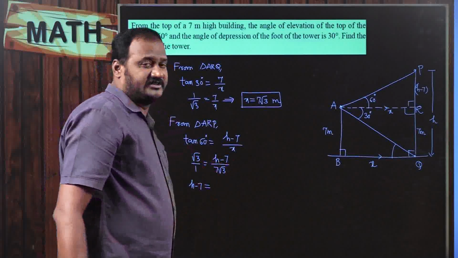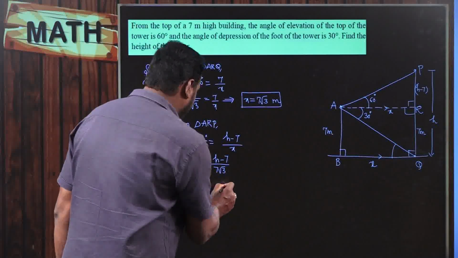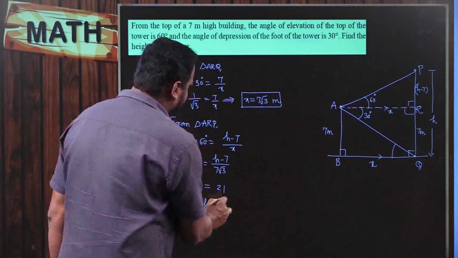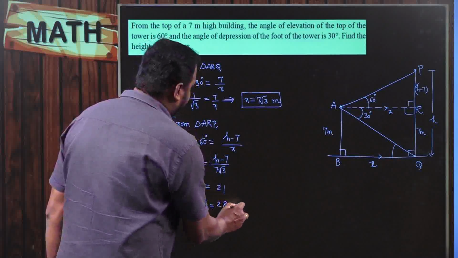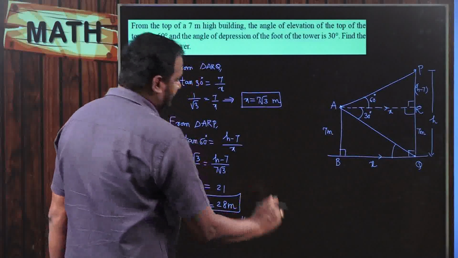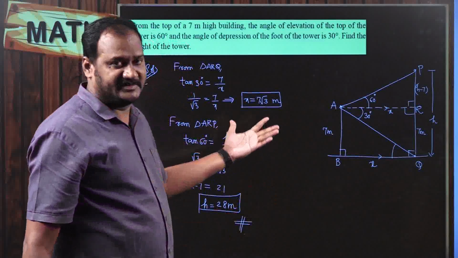So now by cross multiplication, h minus 7 into 1 equals h minus 7, and 7 root 3 into root 3 is 7 into root 3 into root 3, which is 3. 7 3s are 21. So h minus 7 equals 21. The value of h is equal to how much? 21 plus 7 is equal to 28 meters. This is the height of the tower as per the given problem. Hope you understand. Pretty much easier.